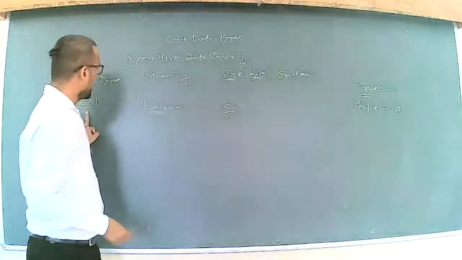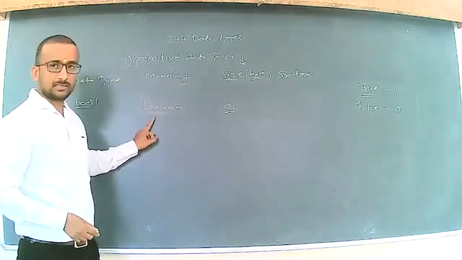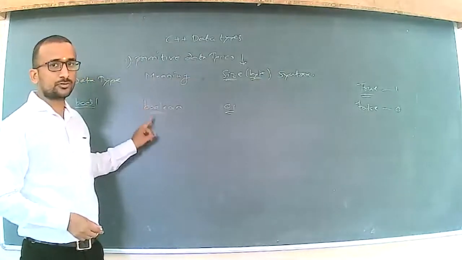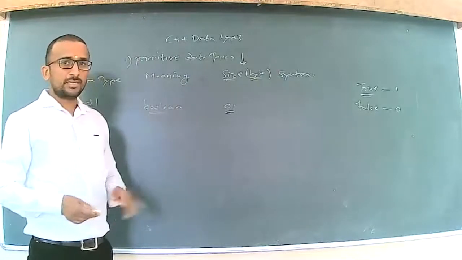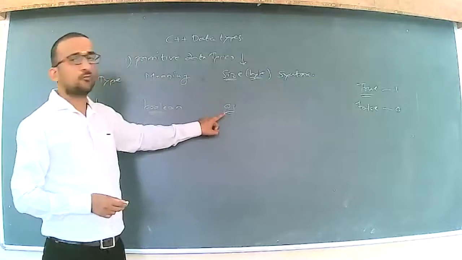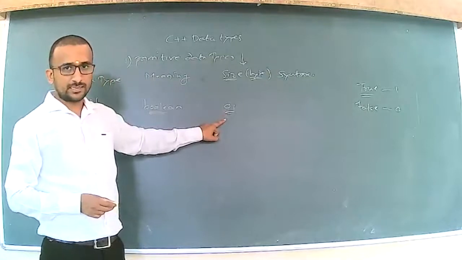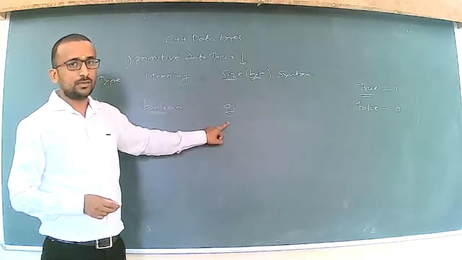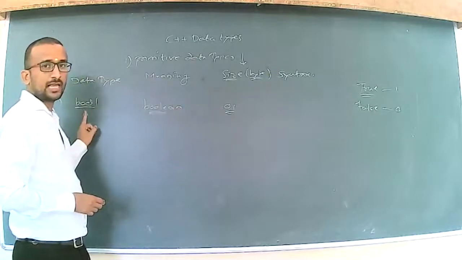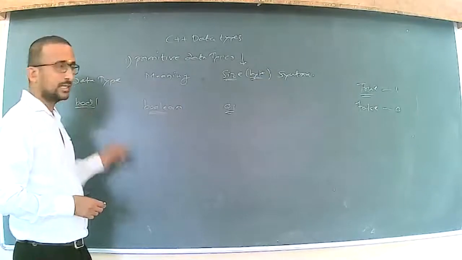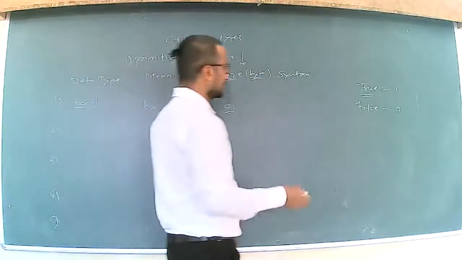So the boolean data type is used to store boolean values in your computer's memory. It is going to occupy 1 byte of memory space. 1 byte of memory space will be occupied by such boolean type variables. Okay, the syntax is there.